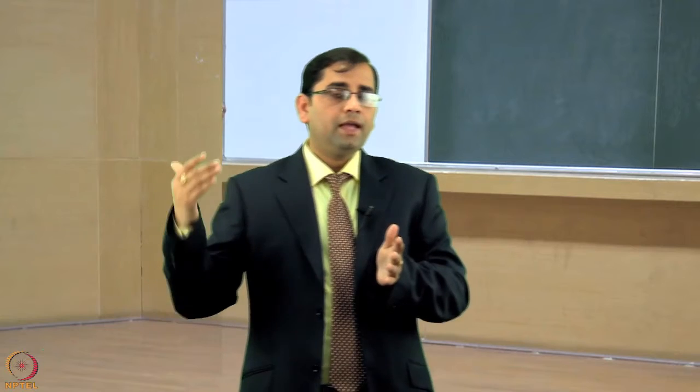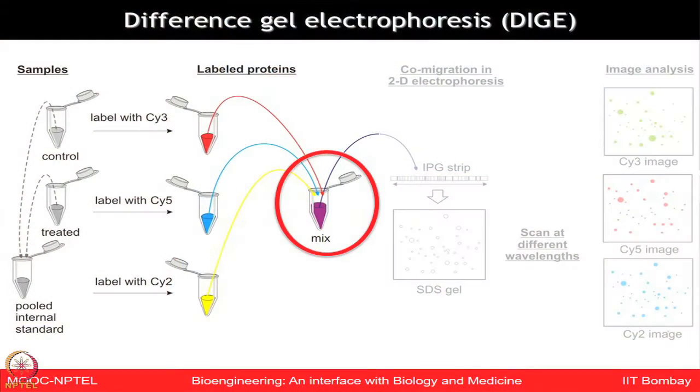So, for gel 1 you have, let us say, healthy one H1, and the diseased one D1, plus the internal standard. For gel 2 you have H2 and D2, plus again the internal standard, and like that you can have Hn and Dn plus the internal standard. So, each gel will have the internal standard and one set of healthy and diseased individual proteins. You are mixing them together.